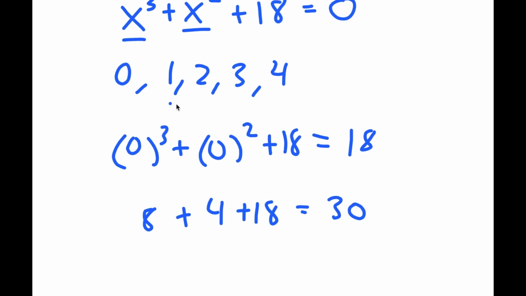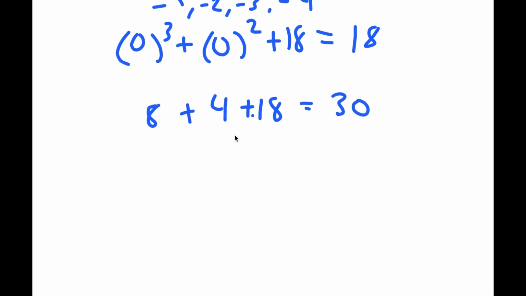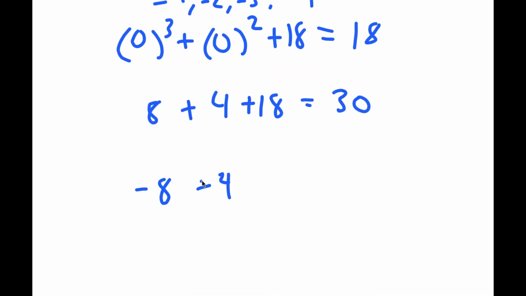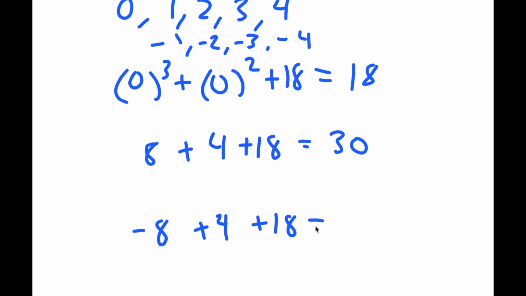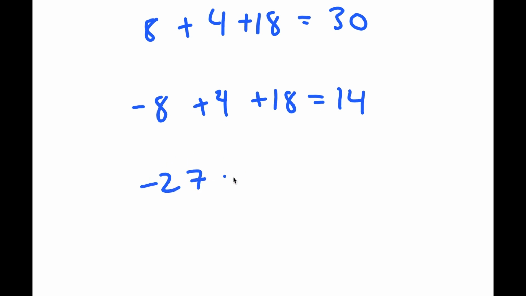What if we try negative 1? Let's try negative 1, negative 2, negative 3, and negative 4. So for negative 1, that's not going to work. We have negative 1 plus 1, which is 0, plus 18, which is 18. Now negative 2, we get negative 8 plus 4 plus 18, which is just 14. Now negative 3, we get negative 27 plus 9 plus 18, and this is actually equal to 0. So negative 3 is the solution.